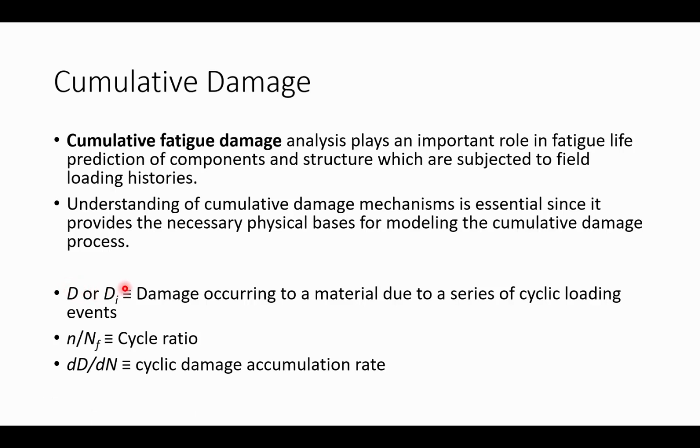D or Di, that's the damage occurring in a material due to loading. So D is damage. N over capital NF, that is a cycle ratio, where N is the current cycle and NF is the cycles to failure. And then finally, capital D dot, or DN, the derivative of damage with respect to cycles, that is a cyclic damage accumulation rate. And this is an important parameter and can be even an equation that we use to see how damage grows.